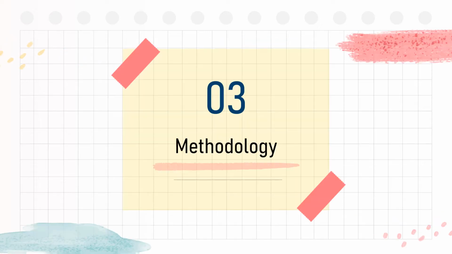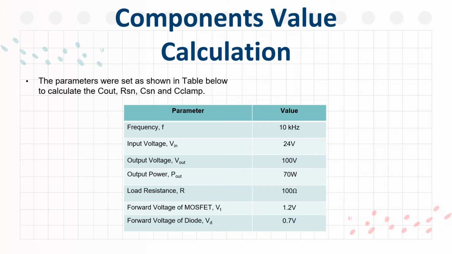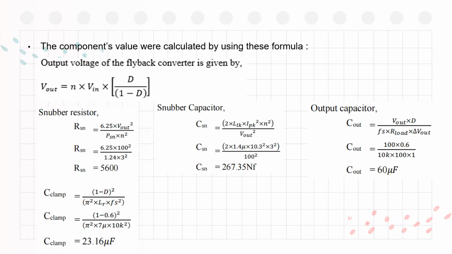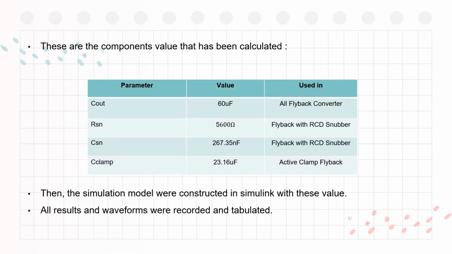Next, methodology. To design the simulation model circuit, we need to calculate the component values. The parameters were set as shown in the table to calculate the C output, R snubber, C snubber, and C clamp. The component values were calculated by using this formula. These are the component values that have been calculated. Then the simulation model was constructed in Simulink using these values. All the results and waveforms were recorded and tabulated.